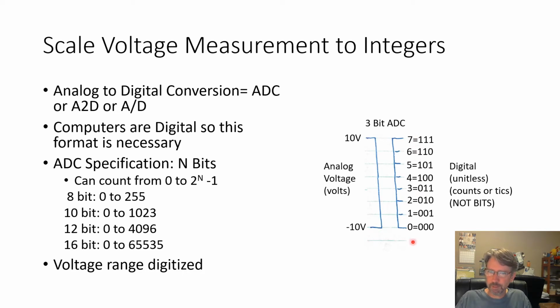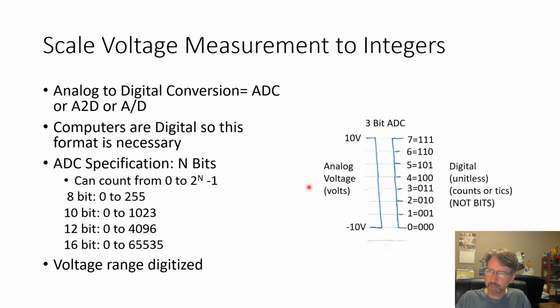The more bits you have, so that's a major specification of the analog to digital converter, is how many bits it has. It makes a finer scale on this right-hand side. So with n bits, you can count from 0 to 2 to the n minus 1. So a 3-bit goes from 0 to 8 minus 1, 0 to 7. More commonly, you'll find 8-bit analog to digital converters, which go 0 to 255, 10-bit, 12-bit, 16-bit, and more. So the voltage range ends up digitized using this scale.